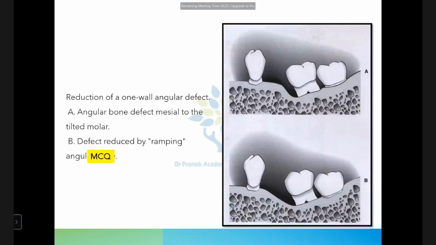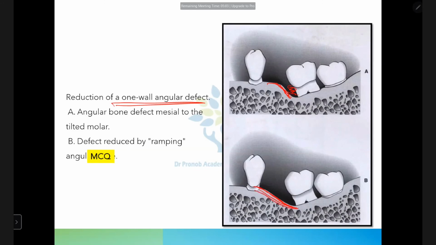Next, as I have told you, the one wall angular defect is an indication for this resective osseous surgery. Now we'll see how this one wall angular defect is managed. Here you can see that it is a one wall defect. Only one wall is present. Everything else is lost. Here the defect is reduced by ramping. So you are ramping.